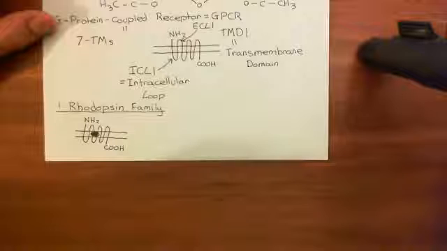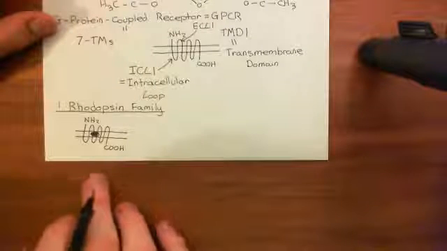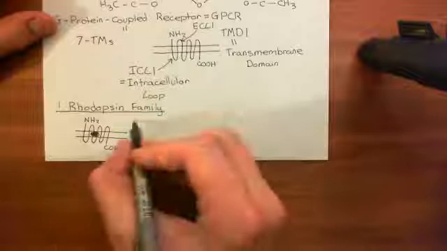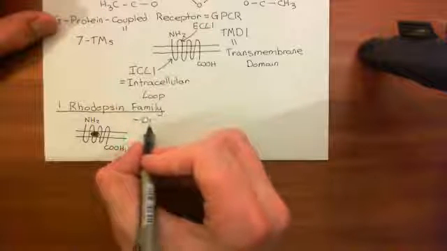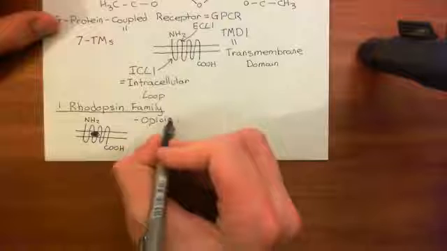The hard and fast rule is that the ligand binds to residues which are within the transmembrane domain. Most G protein coupled receptors are within this family. All of the opioid receptors are going to be within this family.